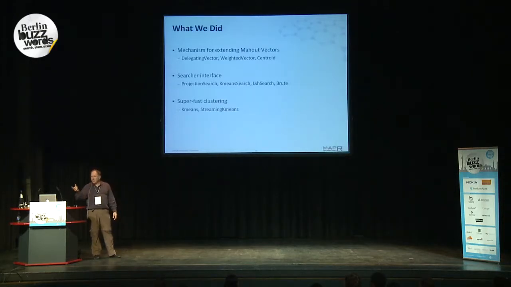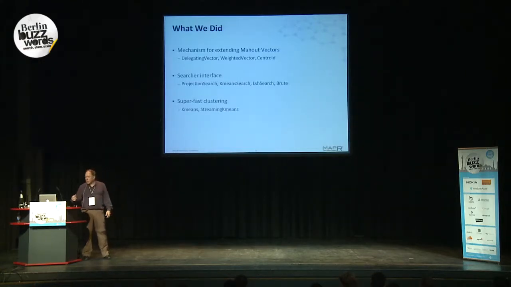And that lets you have high confidence you've implemented something new that's correct, and it's also very few lines of code. So we built a delegating vector, which has a vector inside, but then it has extra magic, and everything's handled. We have a weighted vector, which says, I have the weight of 10, sort of thing. And we built a centroid, which is a weighted vector that understands how to add other centroids.